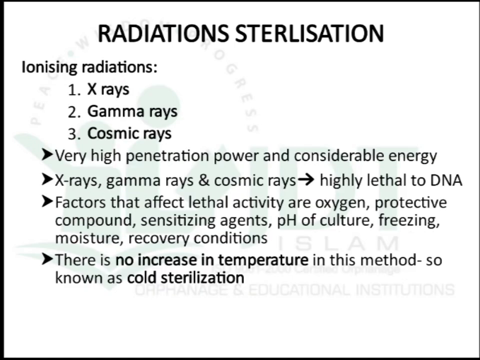Now coming to ionizing radiation, it can be done by X-rays, gamma rays or cosmic rays. These ionizing radiations have very high penetrating power and considerable energy. X-rays, gamma rays and cosmic rays are highly lethal to DNA. The different factors which affect the lethal activity are oxygen, protective compounds, sensitizing agents, pH of the culture, freezing, moisture and recovery conditions.